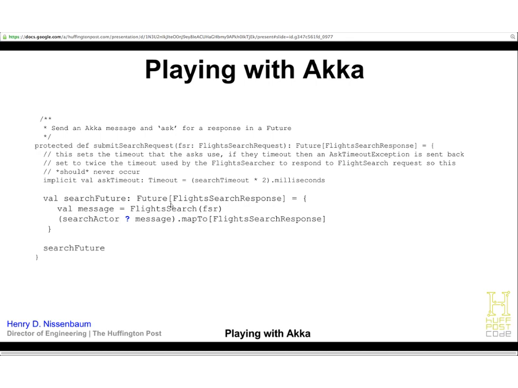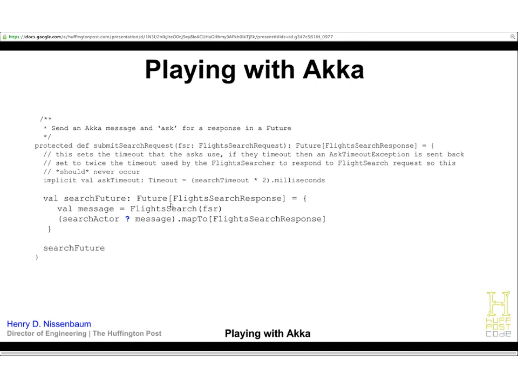Here I have a function called submit search request, which, as the name suggests, takes a flight search request, which is something we build out of the HTTP request that comes in, and it's going to return a future of a flight search response. What it's doing, and you can see that in that little block of code, is it creates a message, which is simply a flight search message which encapsulates the request, and that question mark, which I put in blue, again, if you're not familiar with Akka, this is the Akka ask. It sends a message, and now we'll wait in the future for the response message to come back from the actor.